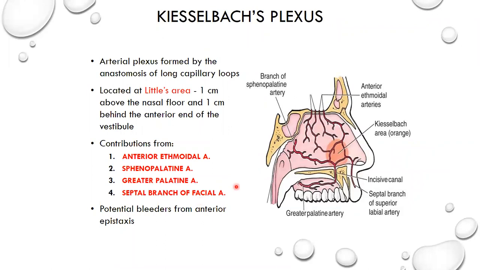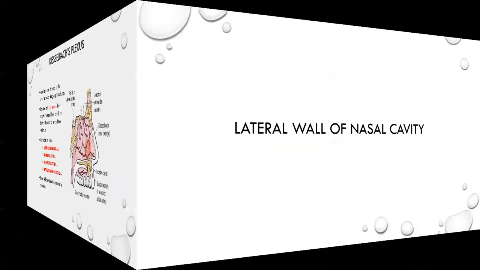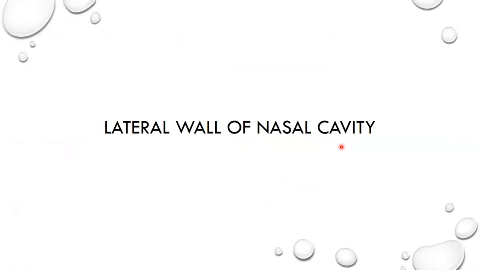So when a family member has an incidence of epistaxis, you can press this area just by pressing the nose and asking the person to breathe through the mouth. Pressing will somehow stop the bleeding if the bleeding is not that serious. Okay, that is all about the medial wall.